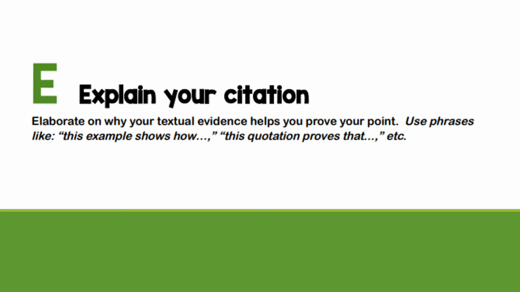The E in RACE means to explain your citation. Here you elaborate on why your textual evidence helps you prove your point. You can use phrases like, this example shows how, or this quotation proves that.